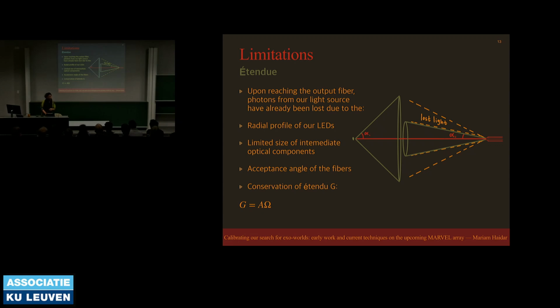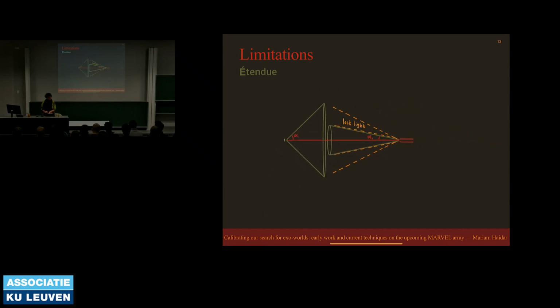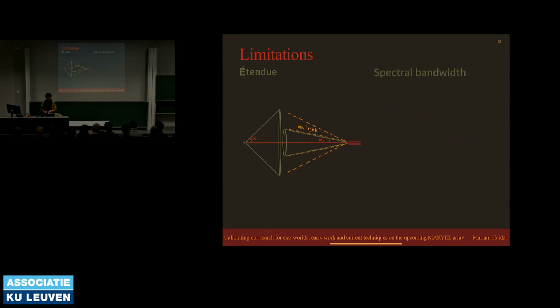Light can also be lost in between if you have different optical components that you're trying to use to couple that light in, if it's being lost on the sides, for example. And so it depends on the acceptance angle of the fiber, it depends on the radial profile of the LEDs, but light can be lost in a multitude of ways before you can actually get it to couple in. So that's a big drawback in optics.